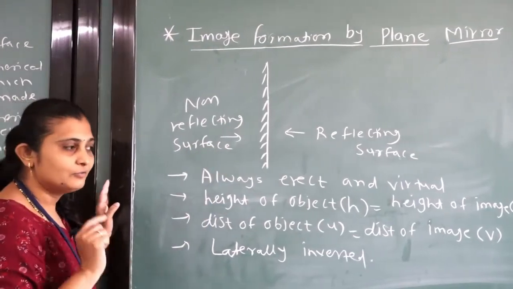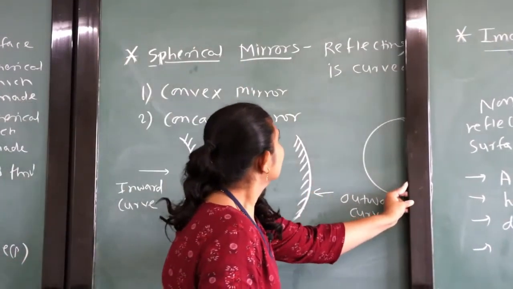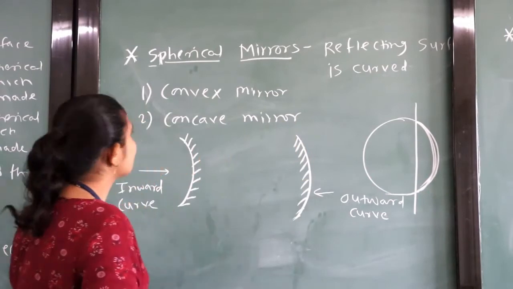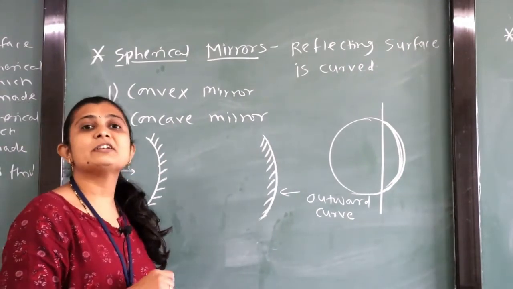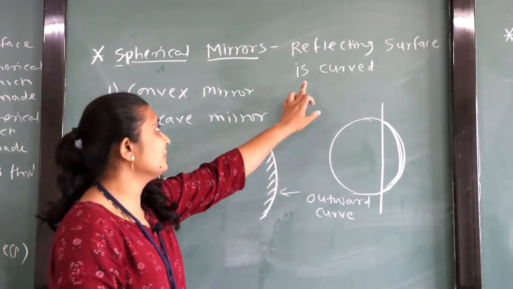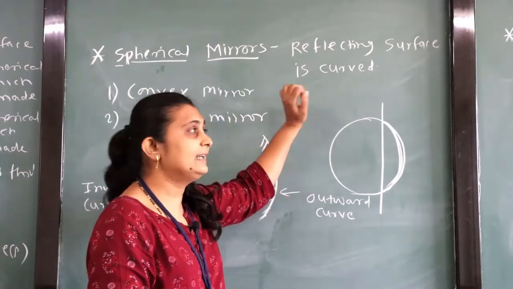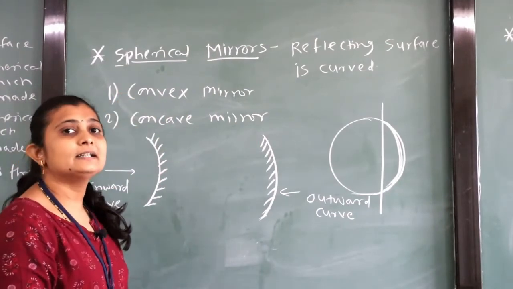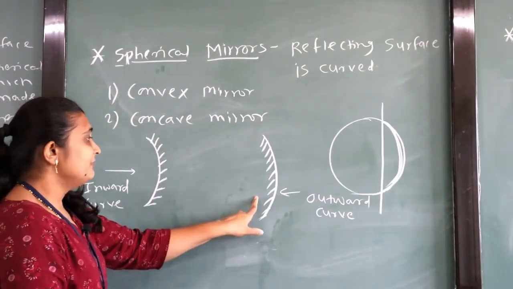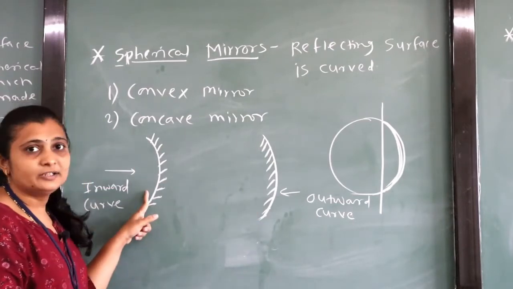After plane mirror, we discussed spherical mirrors. What is a spherical mirror? Mirrors whose reflecting surface is curved are called spherical mirrors. 2 types of mirrors are there, convex and concave. This is the diagram for the convex mirror, and this one is the concave mirror.